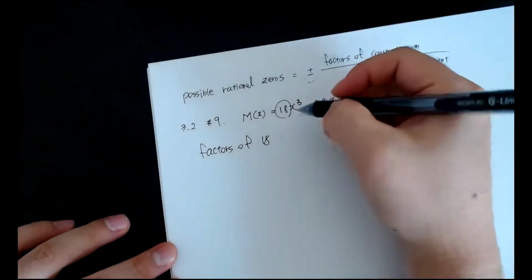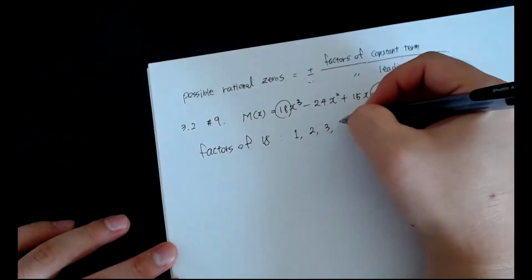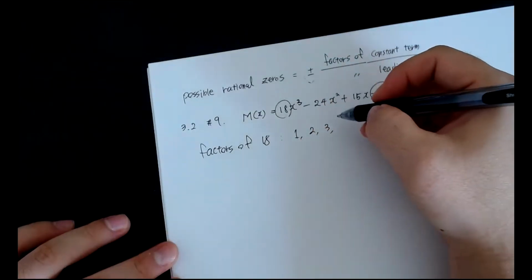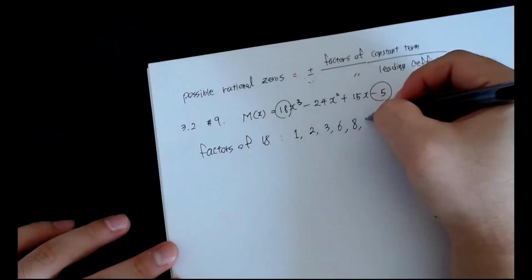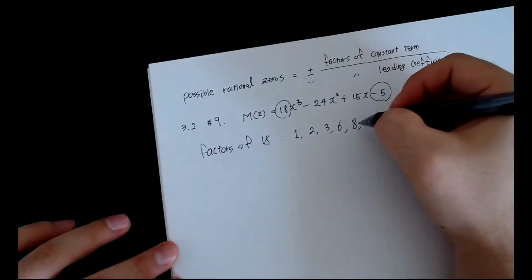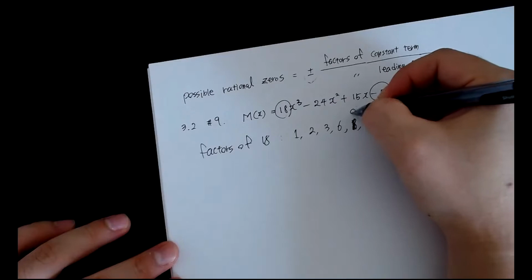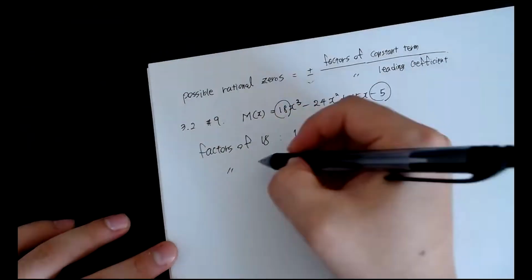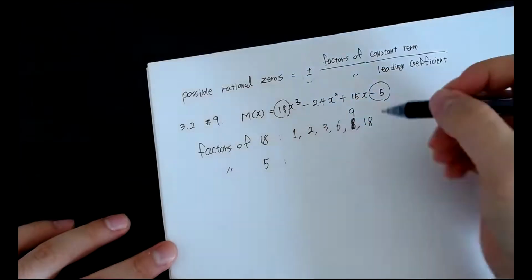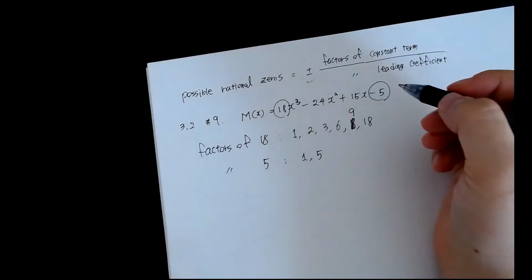So the factors of the leading coefficient, 18, are going to be 1 and then 2, 3, right? Now 4 and 5, 6, right? And then 8 and then 18, right? 9. It's not 8. It should be 9. And then the factors of 5, which is the constant term, are going to be just 1 and 5, right? Because 5 is a prime number.